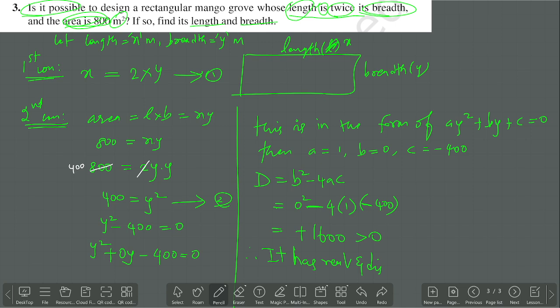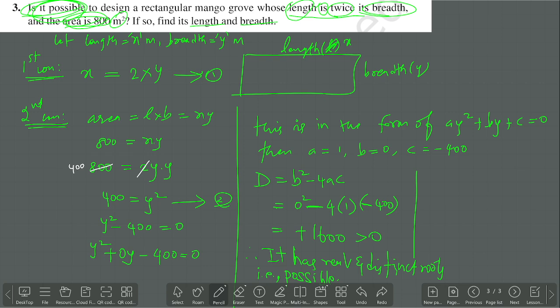Instead of writing real and distinct, since they ask to check whether it is possible, instead of writing real and distinct roots, you write yes, it is possible, or a real root exists. Or in the bottom you just write possible. Only one word you write, enough. No need to form a statement also. Possible, that is the answer.